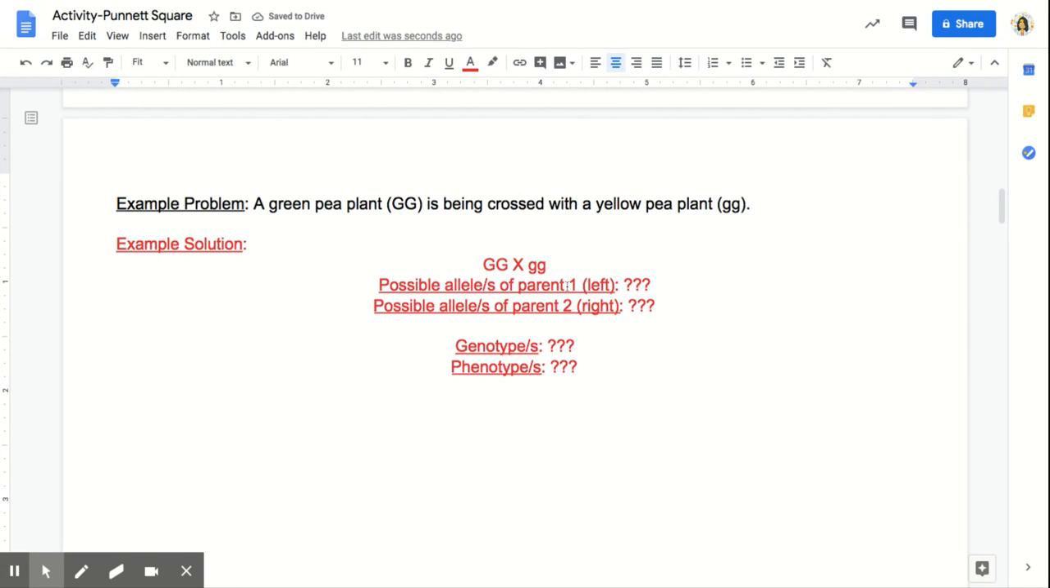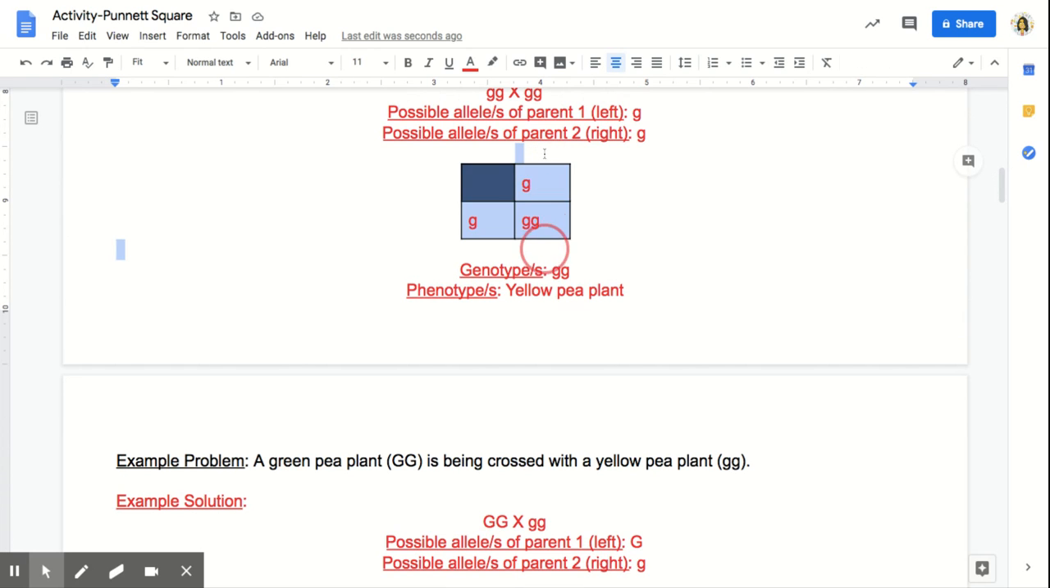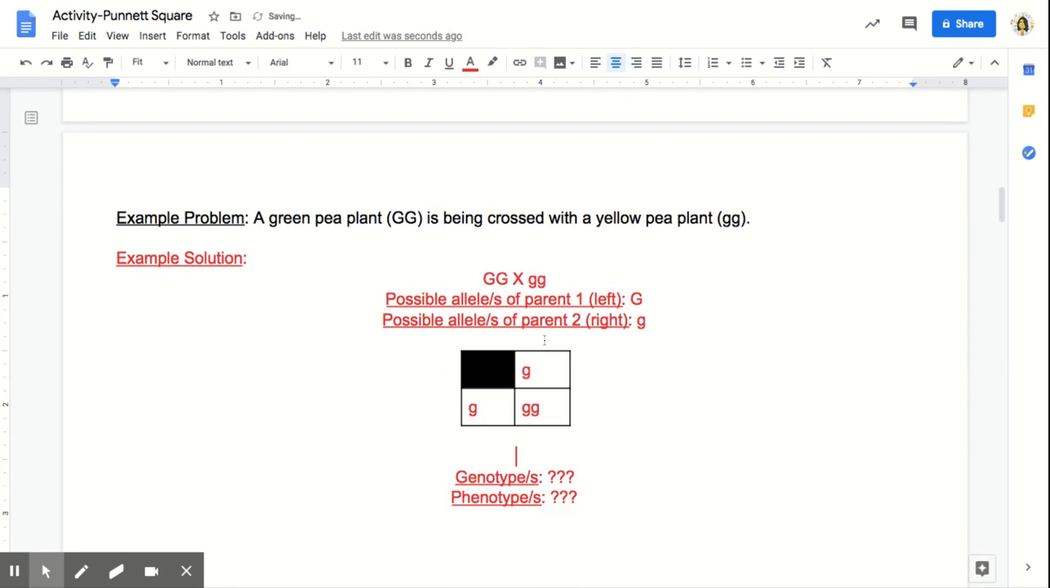So possible allele for parent 1, only one type, which is a dominant allele. Possible allele for parent 2, only one type because the only allele present in here is recessive allele. Okay, so one type, still one by one. So we're still gonna copy the same Punnett square, but we will just change the content inside.